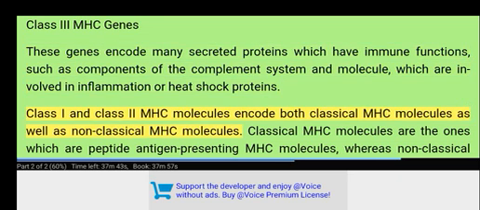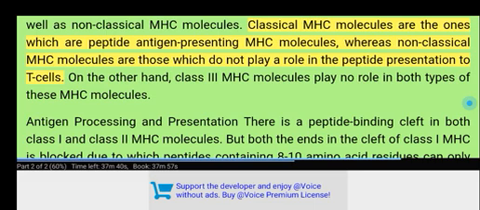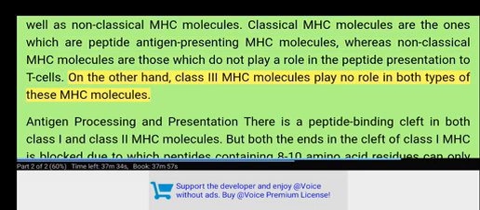Class 1 and class 2 MHC genes encode both classical MHC molecules as well as non-classical MHC molecules. Classical MHC molecules are the ones which are peptide antigen-presenting MHC molecules, whereas non-classical MHC molecules are those which do not play a role in the peptide presentation to T cells. On the other hand, class 3 MHC molecules play no role in both types of these MHC molecules.